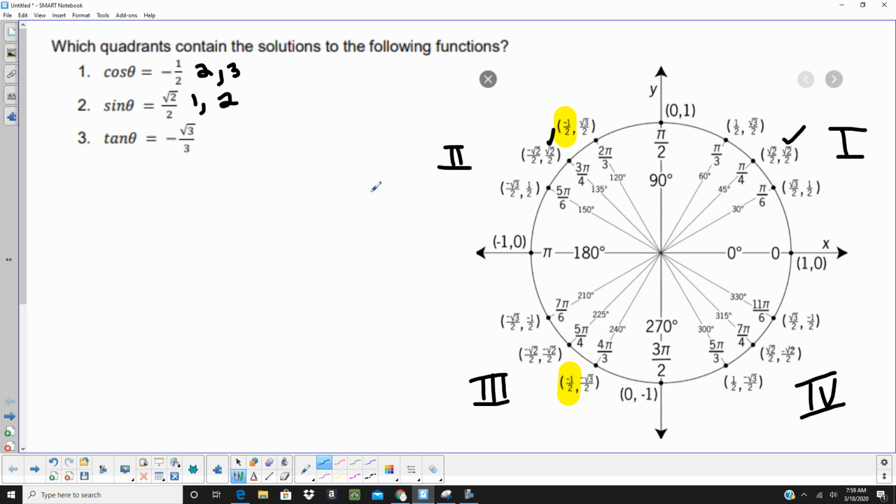And here, the tangent is negative. Well, it's going to be either a positive divided by a negative or a negative divided by a positive. Negative, positive, so it's going to be quadrant 2. And I have mixed signs in quadrant 4. So those are the quadrants that it would be in. Okay?